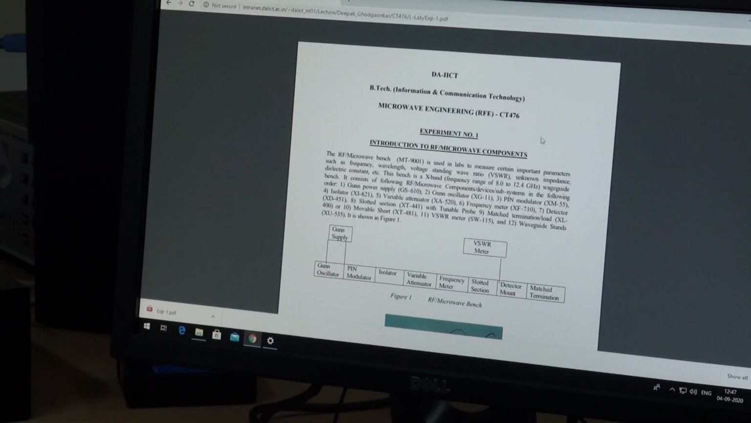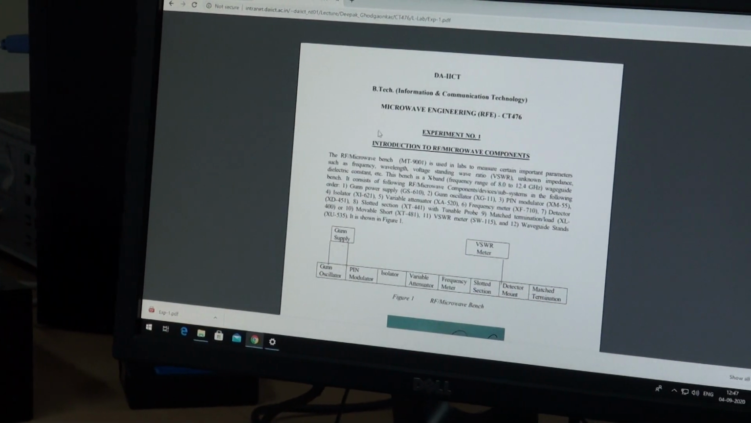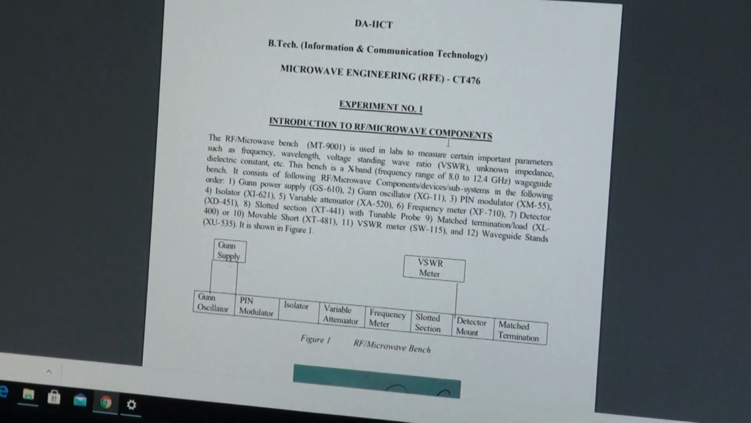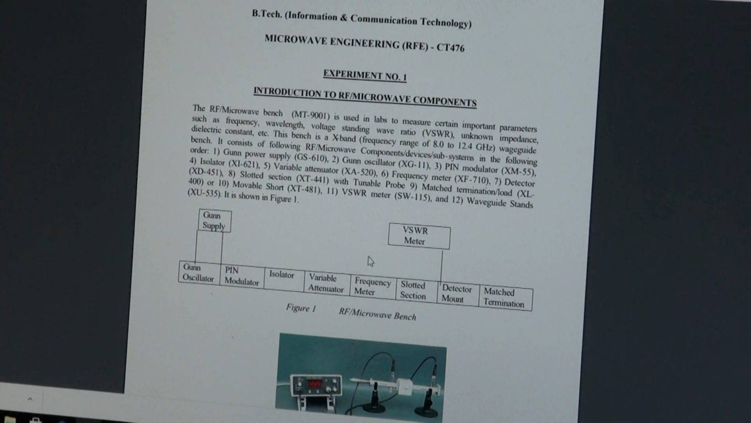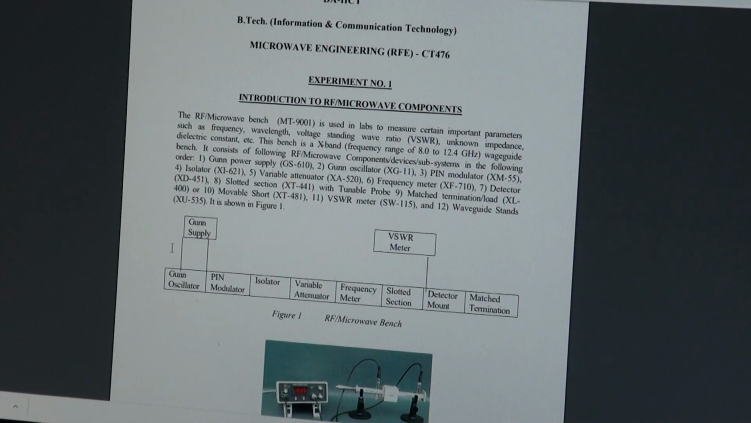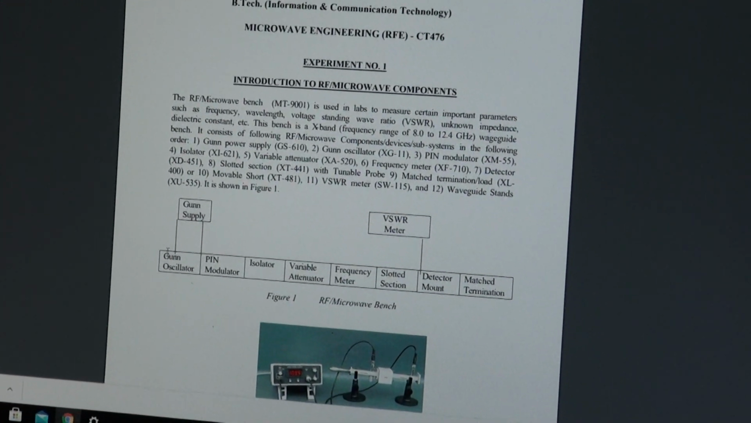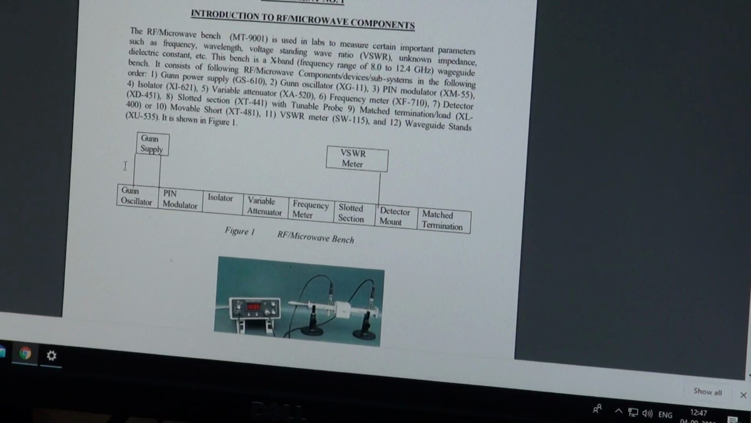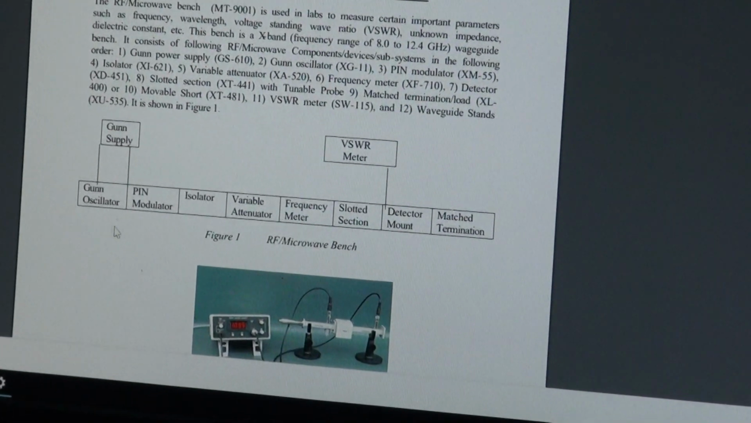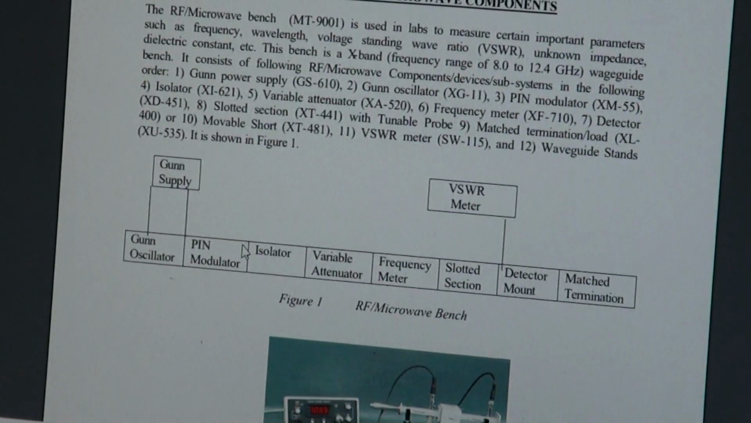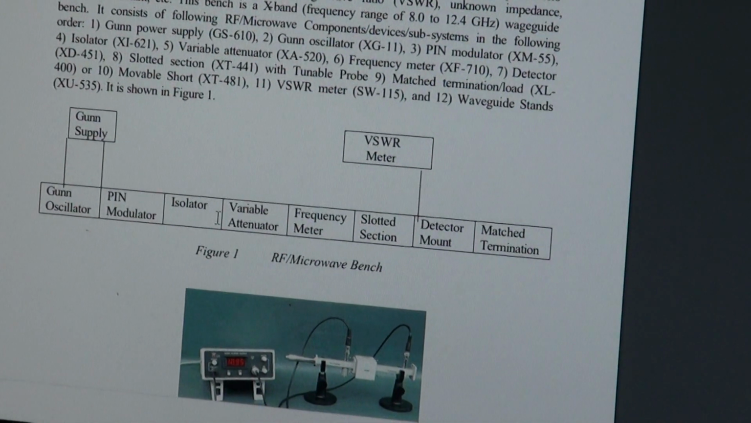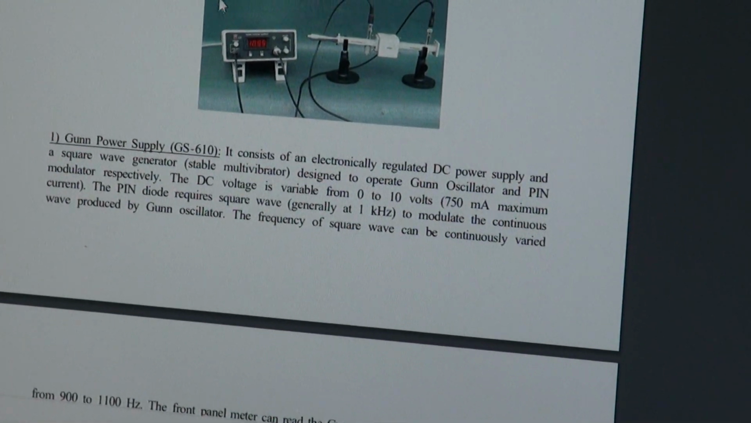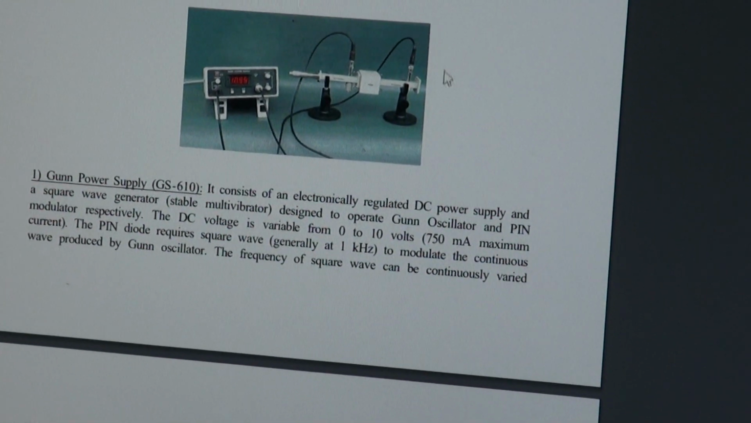This one, our lab sheet 1, experiment number 1, introduction to RF and microwave components. And I have already discussed the block diagram and introduction of the components of RF and microwave components used in that microwave test bench. And this is the picture of the RF and microwave test bench.